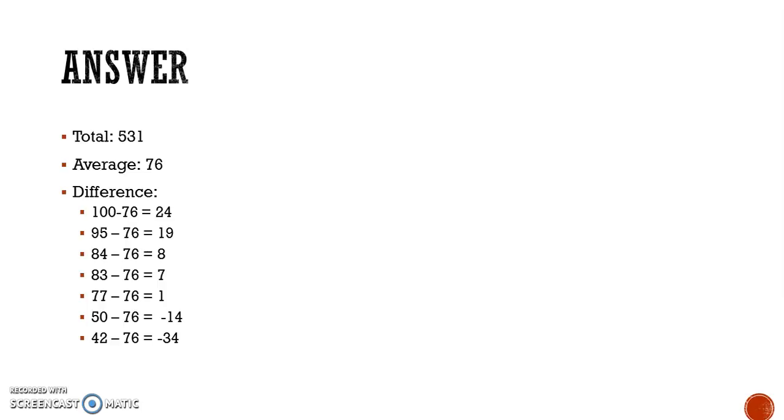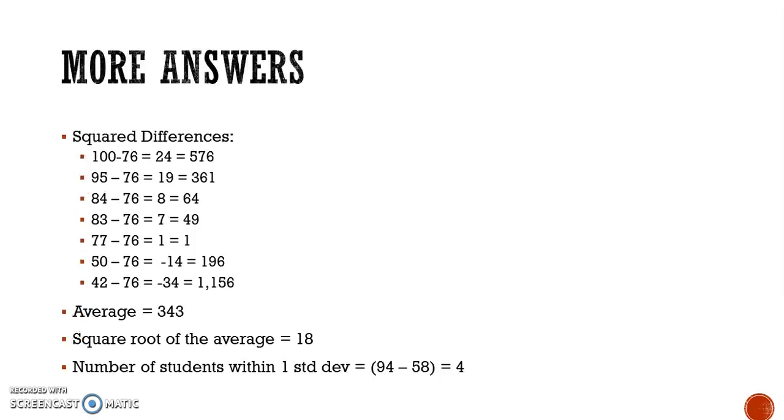The difference, then what do we do with those differences? We square them. Take the average and find the square root of the average, which is 18. So 1 standard deviation goes from the average, what did we say the average was? 76. 76 plus 18 is 94. 76 minus 18 is 58. So 4 of the 7 are found within 1 standard deviation. And I think the rest are found within 2.